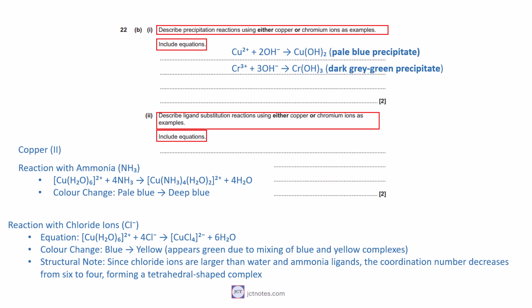In this reaction, we also have the change of structure of the complex, as chloride ions are larger than water and ammonia. Chromium-3 aqua ions also have 6 molecules of water as ligands.